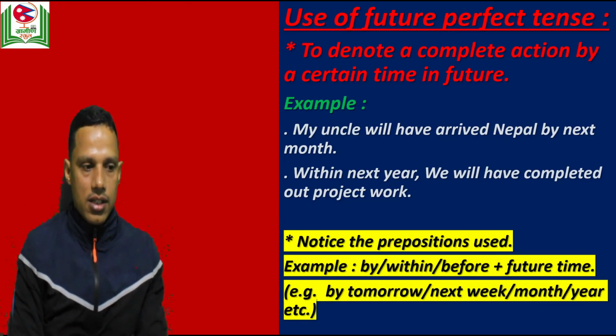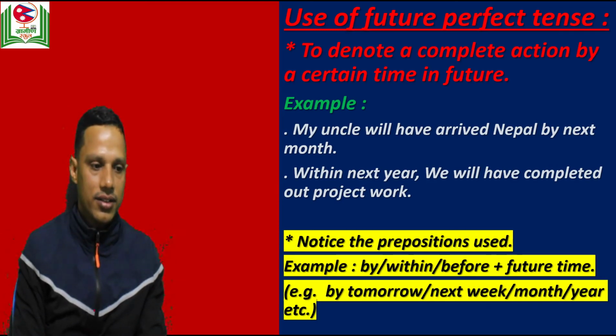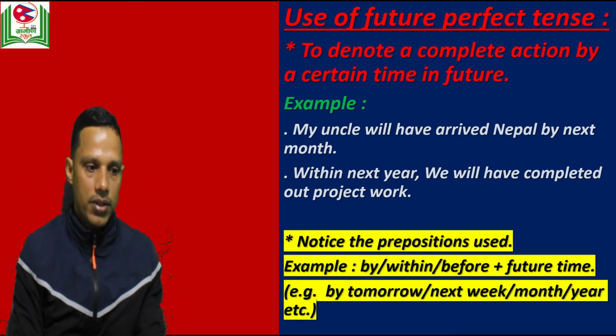Now, the use of future perfect tense. Why do we use future perfect tense, or in what conditions? Let's see the first condition. We use future perfect tense to denote a complete action by a certain time in future. For example, my uncle will have arrived in Nepal by next month. Next example, within next year, we'll have completed our project work. These examples talk about a complete action in future. In the first example, you can see the verbs will have arrived. In the second example, will have completed. These are complete actions.